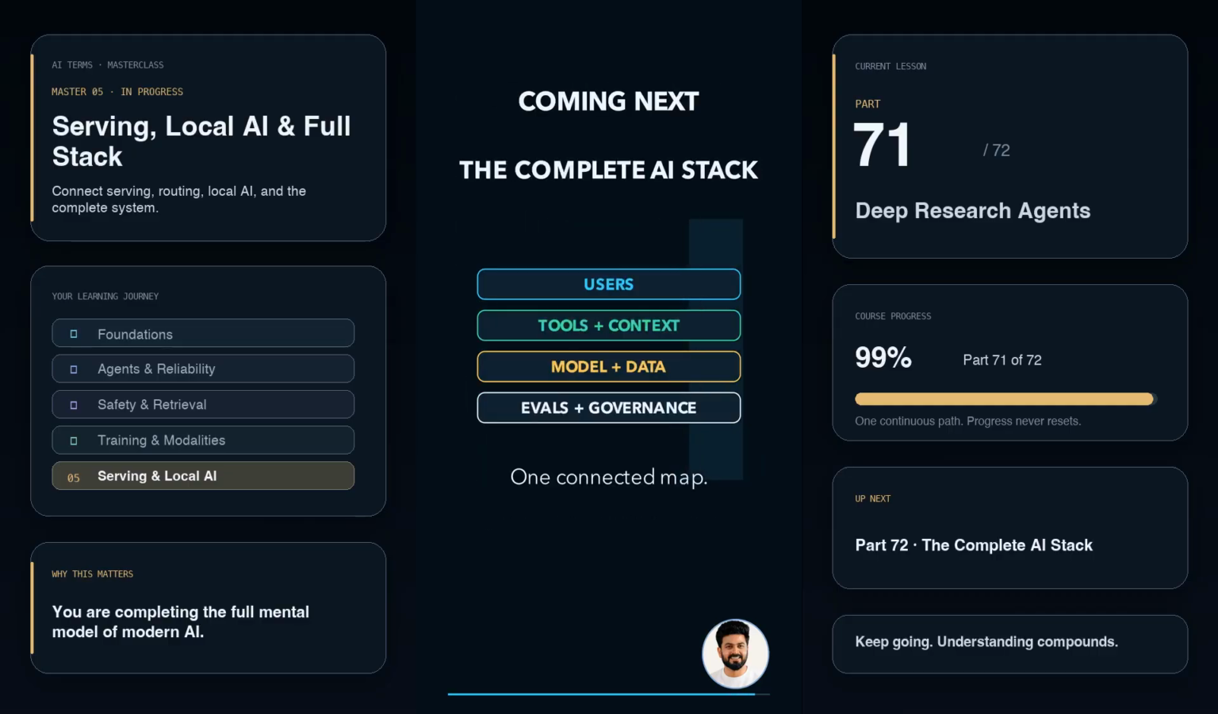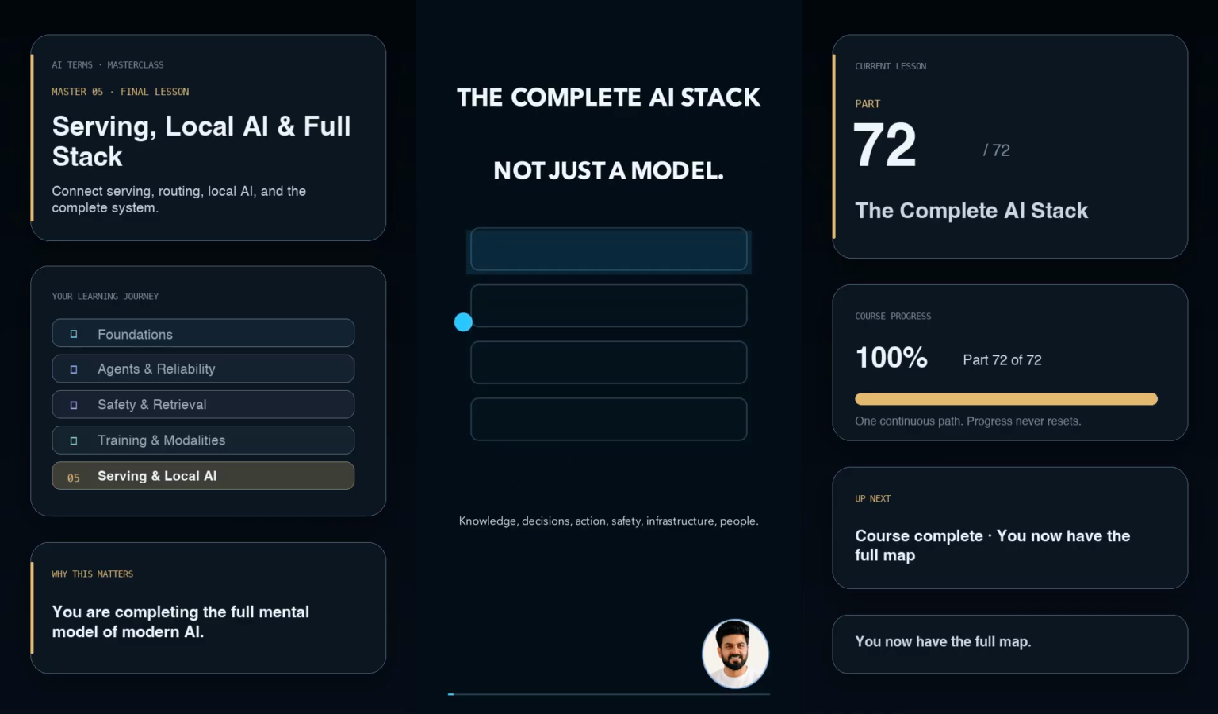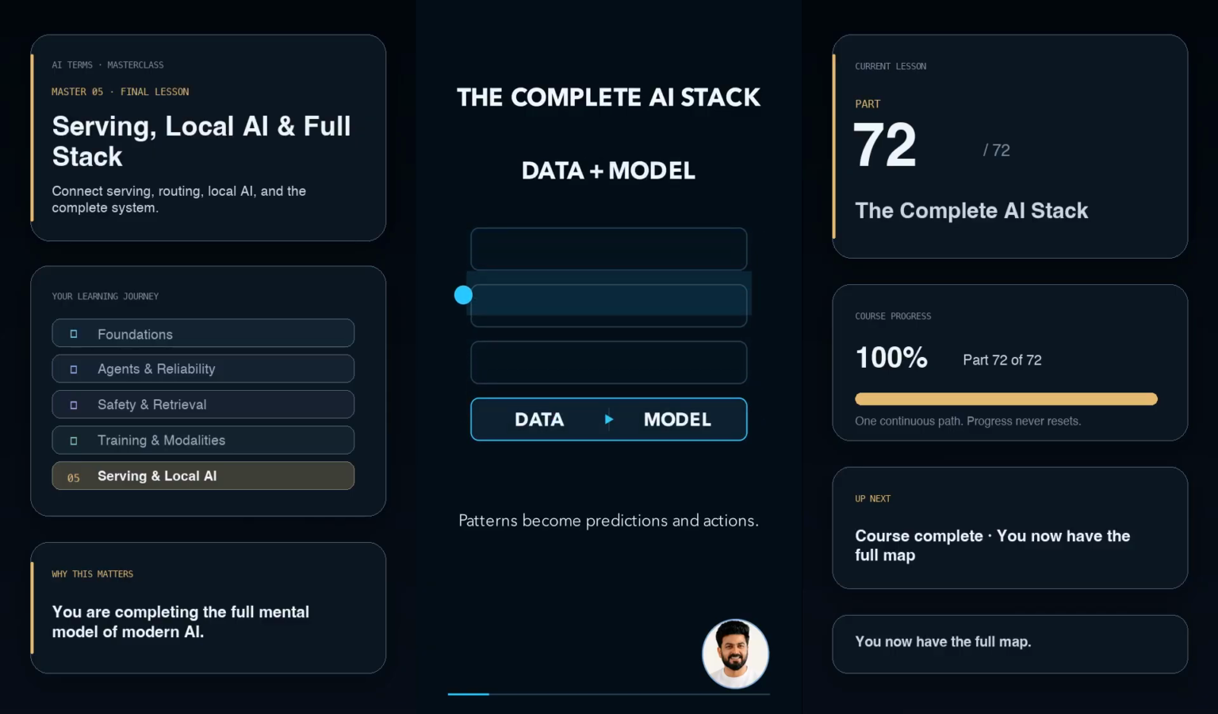Coming next, the complete AI stack, the final connected map. An AI product is not just a model. It is a complete stack that connects knowledge, decisions, actions, safety, infrastructure, and the people it serves. At the base, data gives the model patterns to learn. The model turns those patterns into predictions, text, images, audio, or actions.